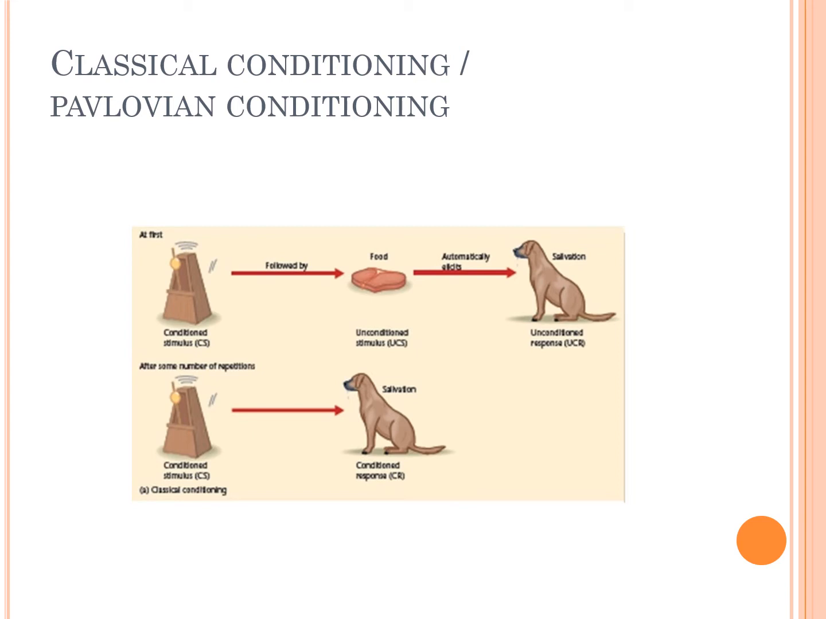This is my basic slide that shows the metronome instead of a tone followed by food. The dog is salivating. That again is automatic as we are getting the food. And then as we do this after a number of trials, a number of repetitions, now we can just give them the metronome and no food, and we're going to see salivation to the metronome.